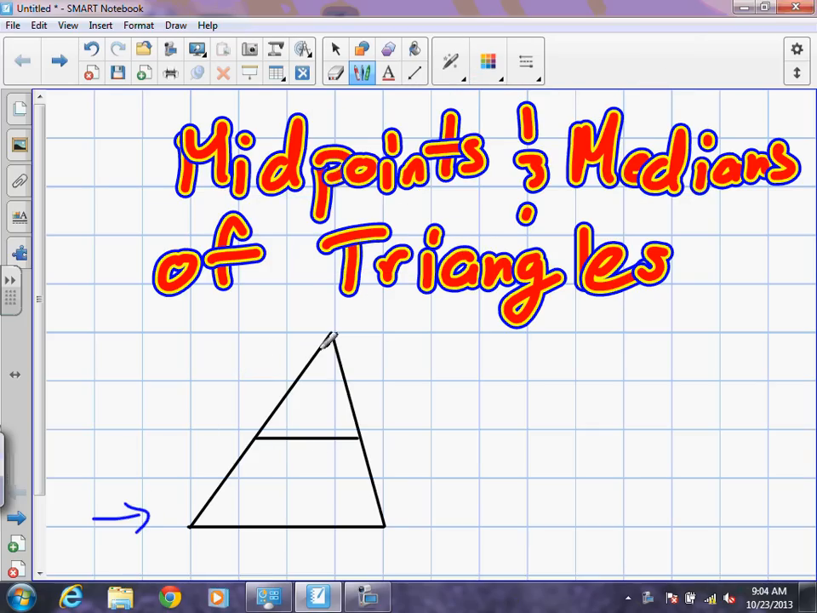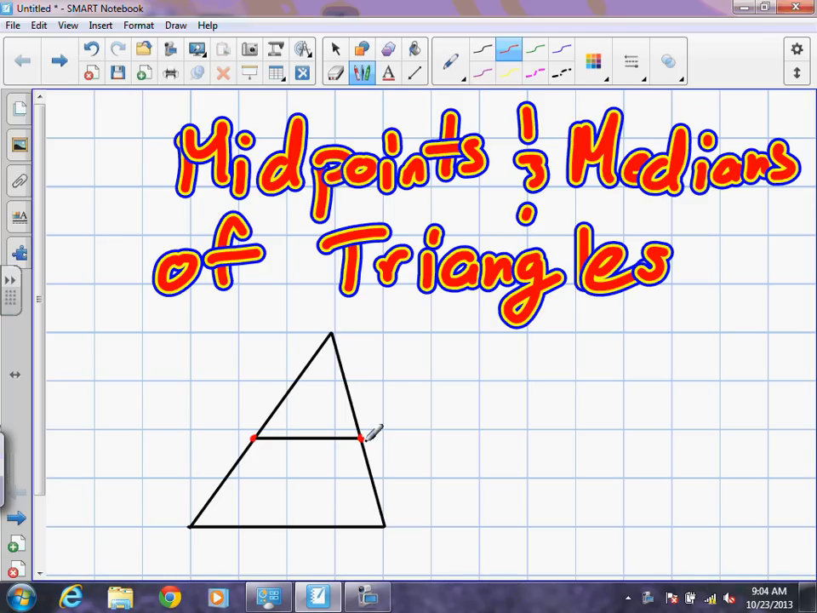Can anyone tell me what the name of this triangle would be if we're naming it by the length of its sides? What is it? Scalene. That's right, it's a scalene triangle. Now, what I've done to the best of my ability is I've drawn a line from what should be the two midpoints of these sides.